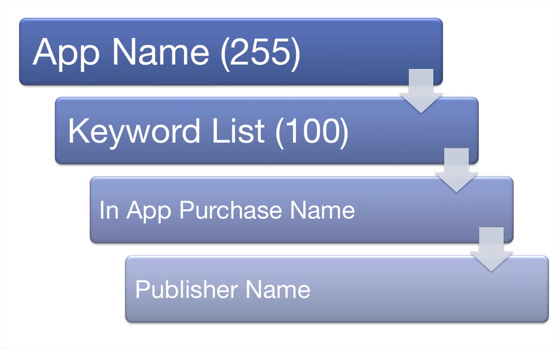When you are adding your application to iTunes Connect, 4 different fields are being indexed for keywords. The application name, which is 255 characters, the keyword list, 100 characters, the in-app purchase name, which is just in case you have an in-app purchase, which is not always the case, and your publisher's name. While you can use the 4 fields to index your application, you'll see that you'll be mainly using the first two, app name and keyword list.